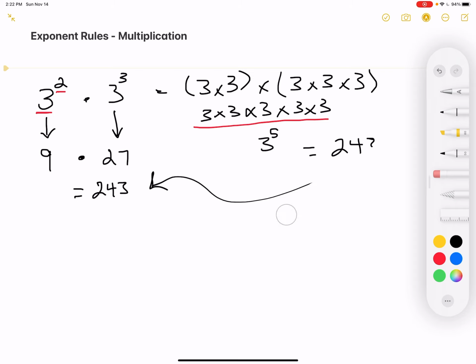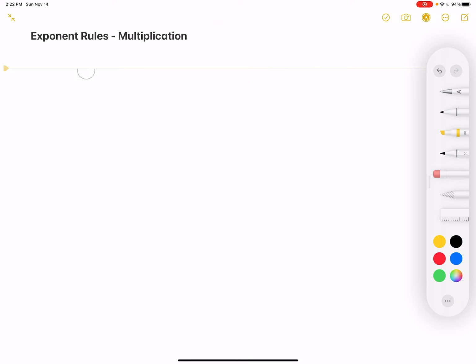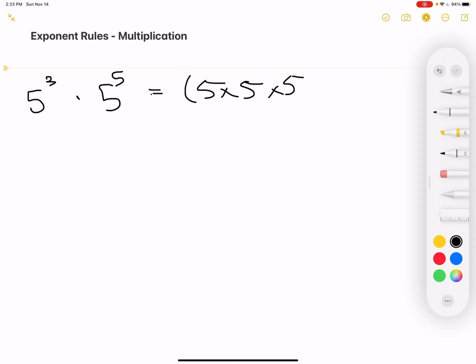So let's look at another problem. Let's do one more. Let's say we have 5 cubed, or 5 to the third power, multiplied by 5 to the 5th. Again, remembering that exponents are repeated multiplication, we've got 5 times 5 times 5. I'm going to multiply that by 5 times 5 times 5 times 5 times 5.